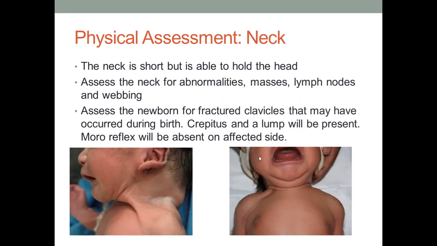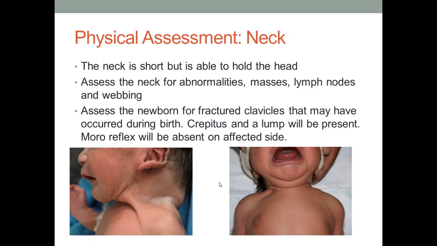The neck, it's short, but it's able to hold the head. So when we are looking at the baby, we want to look for any abnormalities, such as masses or lymph nodes, or you can even see webbing on this first picture here. And especially if mom is very small or baby's very big, you want to check and make sure that the baby hasn't suffered a fractured clavicle. You're going to feel the crepitus in there. You're going to see the lump.